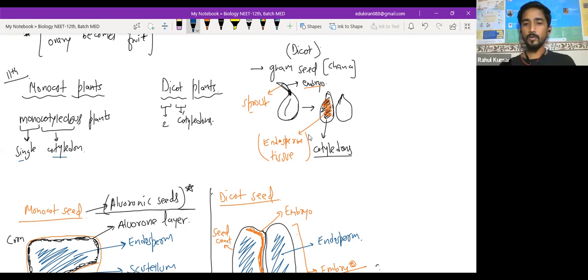So those which have two cotyledons, like you can open it and you can see that there are two cotyledons, they are called dicotyledonous plants. Now gram is an example of dicot. So this is a seed, what it looks like. And sometimes when you put it in moisture or cotton or in water, it starts sprouting, right? So that sprout which comes out, you all have seen sprouted chana?